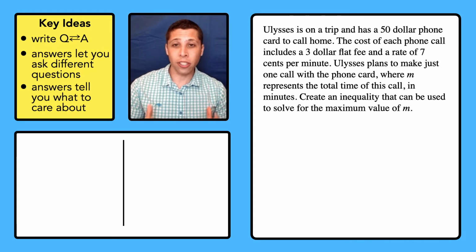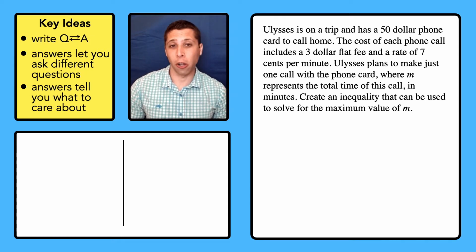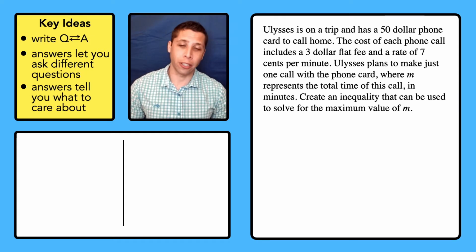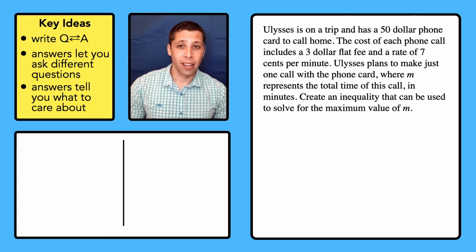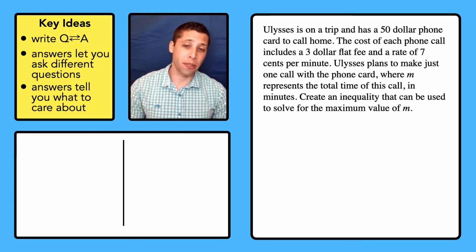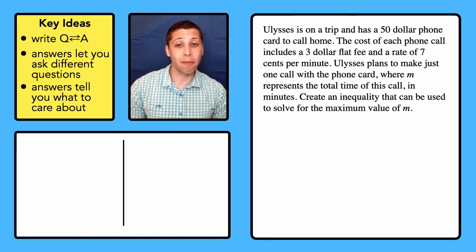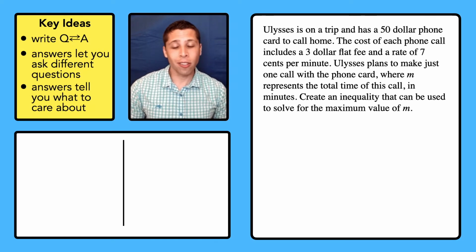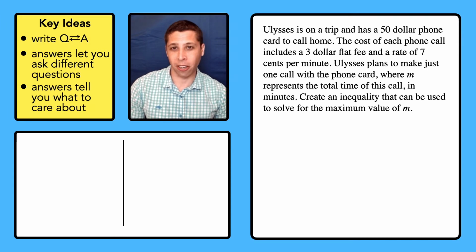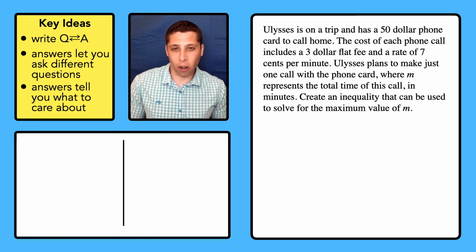This is how a traditional math test might ask a question. Ulysses is on a trip and has a $50 phone card to call home. The cost of each phone call includes a $3 flat fee and a rate of 7 cents per minute. Ulysses plans to make just one call with the phone card, where M represents the total time of this call in minutes. Create an inequality that can be used to solve for the maximum value of M. It's totally understandable why you might get stuck on this question. Where do you even start?